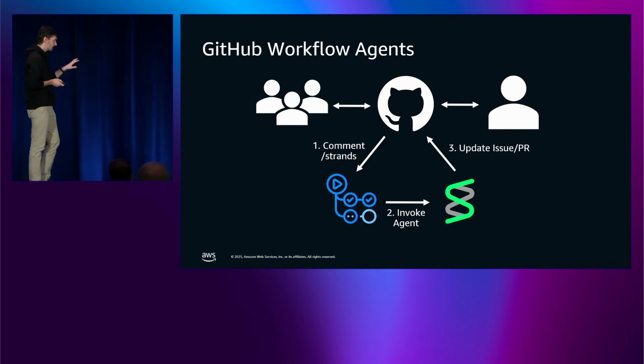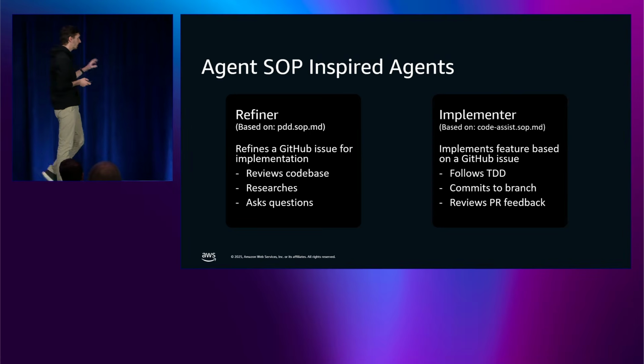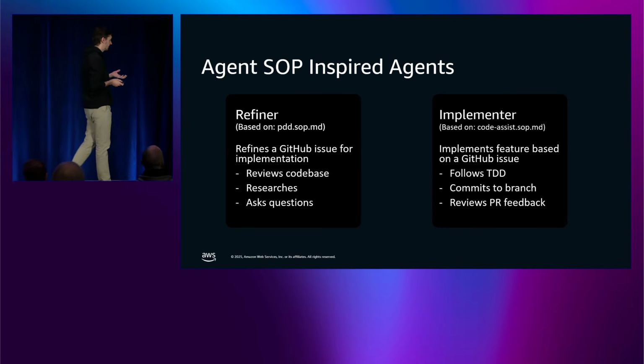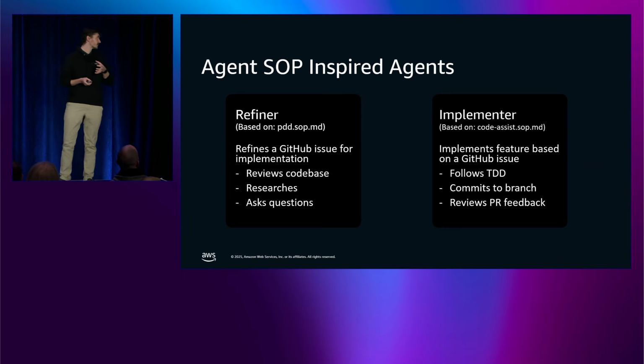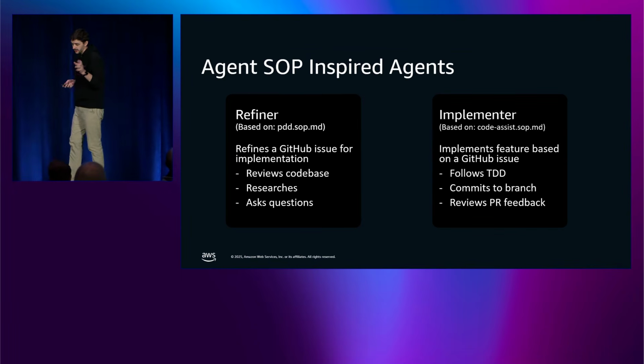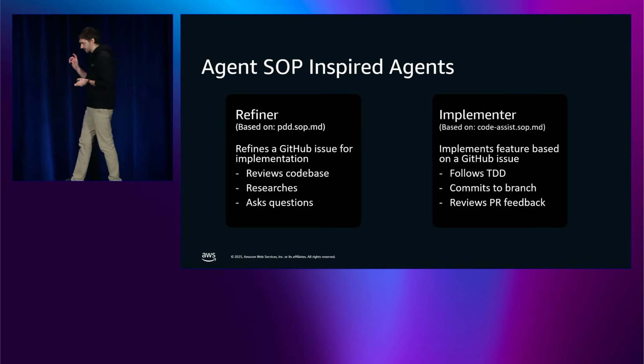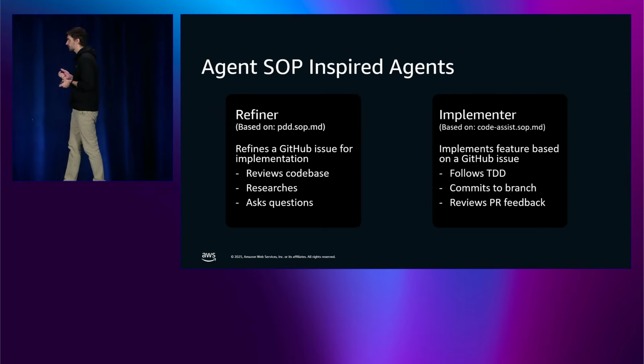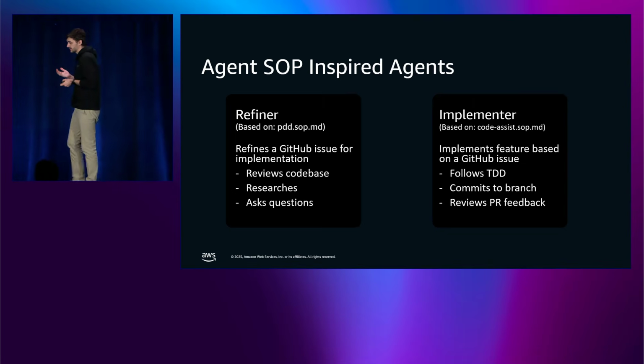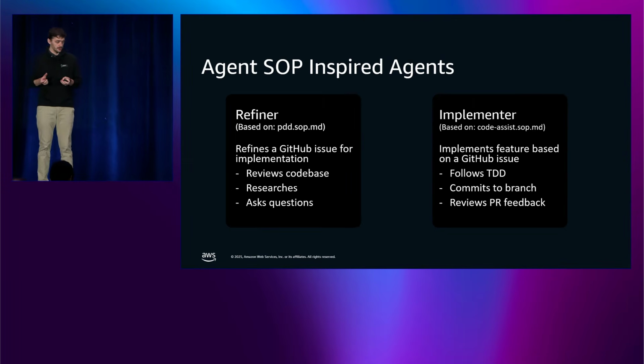So using this new paradigm of an agent in GitHub, we had to rework the SOPs that I mentioned earlier, prompt-driven development and Code Assist. What we came up with are these two agents, which I'm calling the refiner and the implementer. And there are slight variations of the prompt-driven development and Code Assist SOPs tuned towards GitHub.